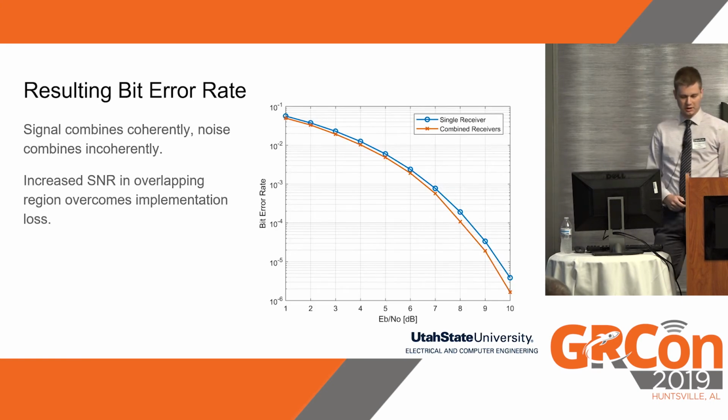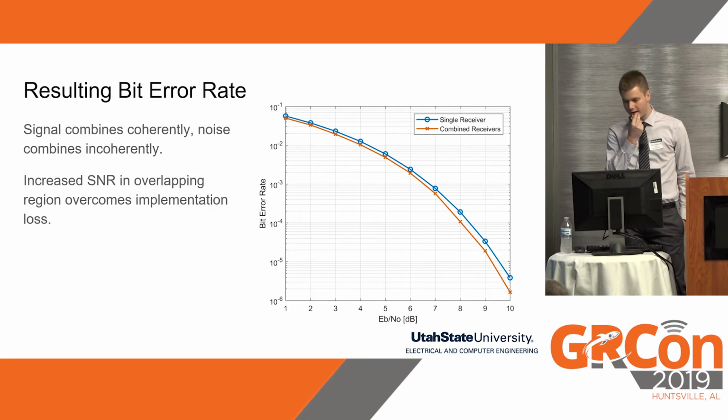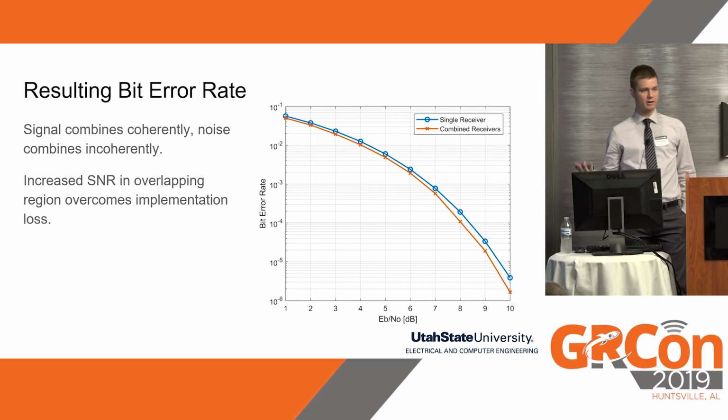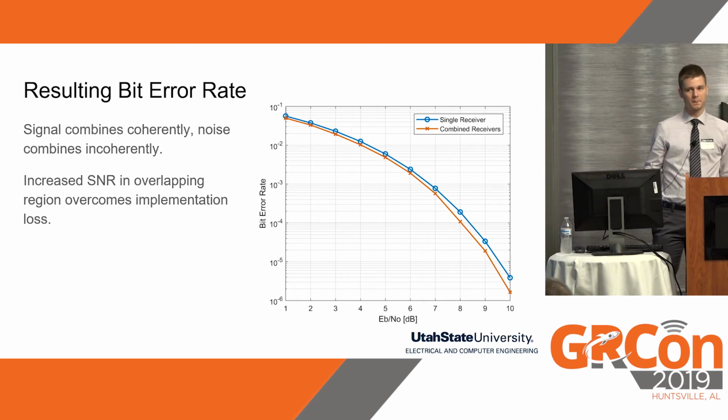So after we implemented this, we wanted to characterize it and get an idea of the performance, you know, some of the implementation loss of this feedback loop in here. And we had kind of a serendipitous result here. If you notice, the blue curve is the theoretical QPSK bit error rate for an uncoded QPSK signal. And the orange one is our combined receivers. And you'll notice it's actually performing better than a single receiver would.